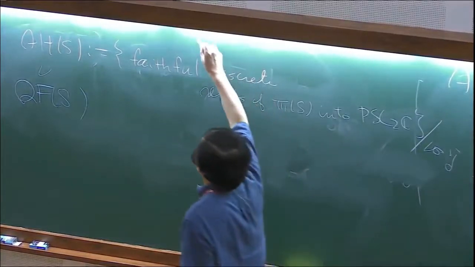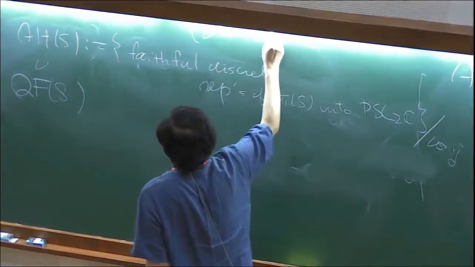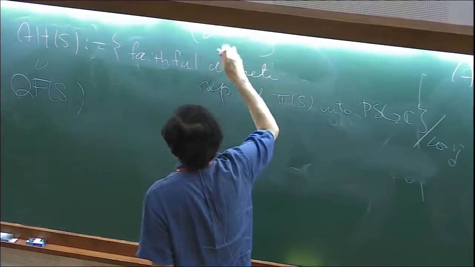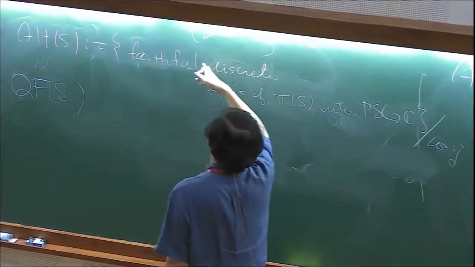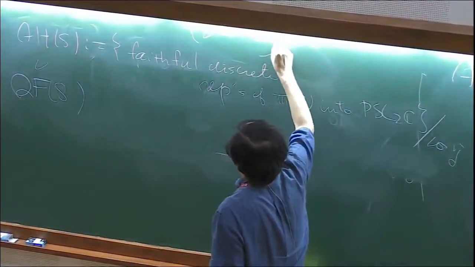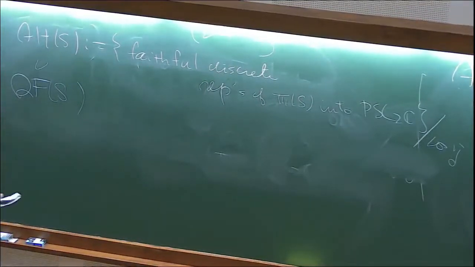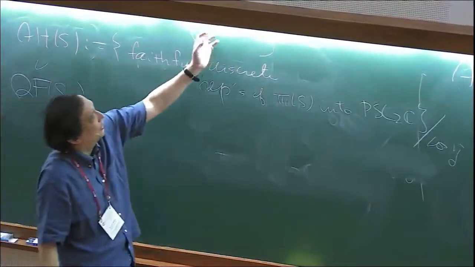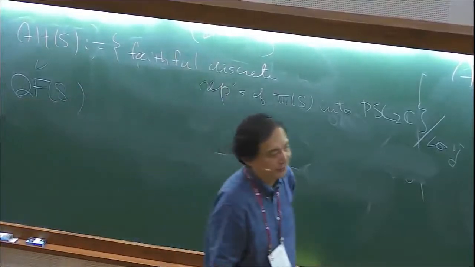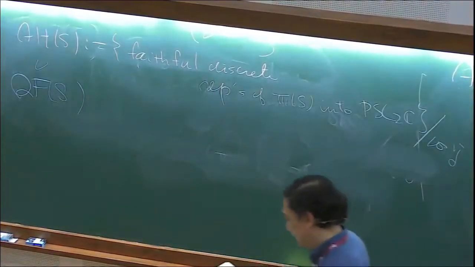So again, this is regarded as a subset of the representation space where we just drop the conditions of faithfulness and discreteness. Just consider the representation space modulo conjugacy, then this is just a subset of that one. And you can put the topology there as a topology induced from this representation space. So AH of S is also a topological space, and QF of S is a subspace of that space.